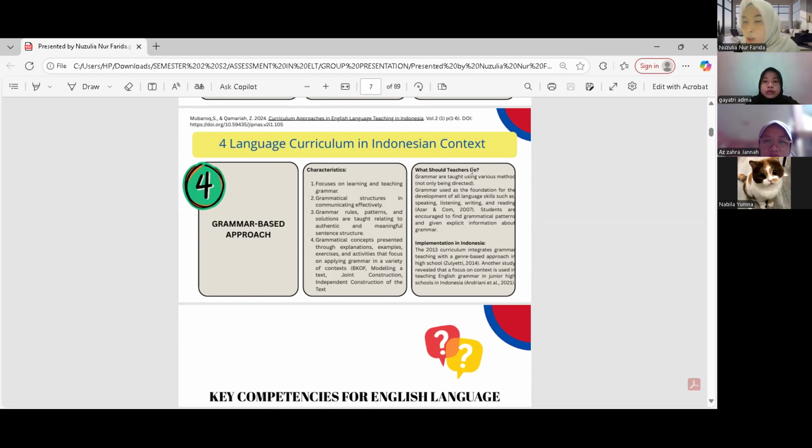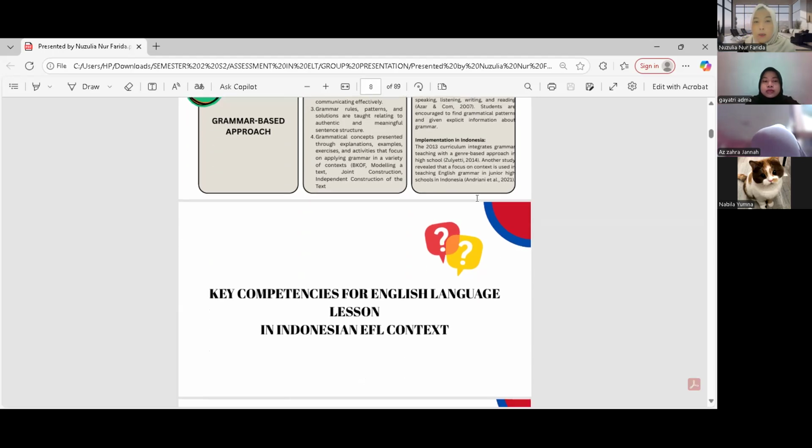And what should the teachers do? In grammar-based approach, the grammar is taught using various methods, not only through directed grammar teaching like GTM, grammar translation method, but the grammar is used as the foundation for the development of all language skills. So the grammar is being integrated into speaking, listening, writing, and reading aspects.